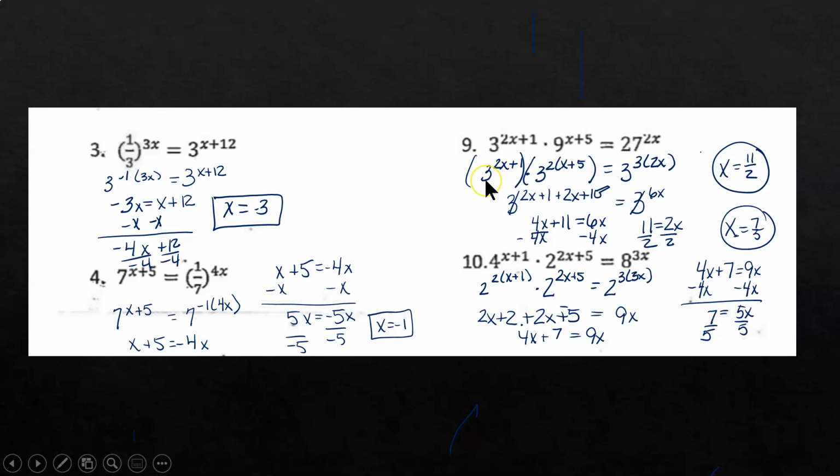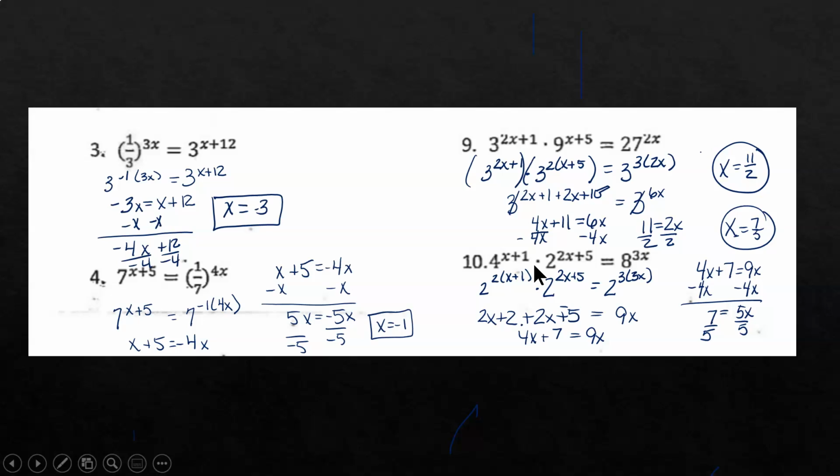Number 9, I made everything into a base of 3, which means this you had to multiply your exponent by 2, and this you had to multiply your exponent by 3. So I end up with 3 to the 2x plus 1 plus 2x plus 10 equals 6x. When you solve, you have 11 over 2. Same here, I made everything into the base of 2 so I could cancel that out. So I have 2x plus 2 plus 2x plus 5 equals 9x. When I solve that, I have 7/5.